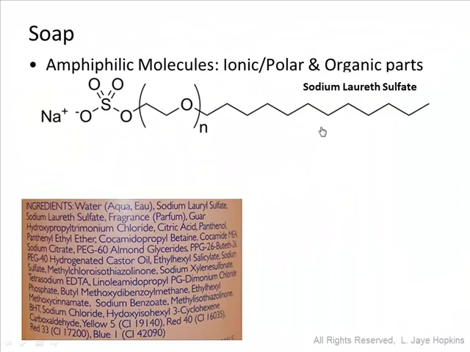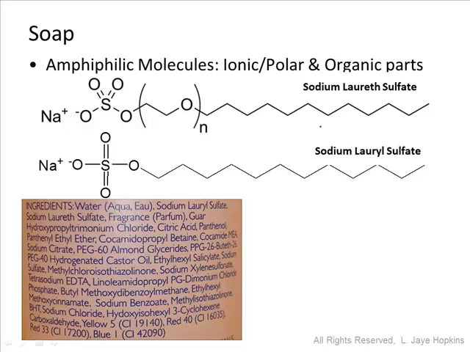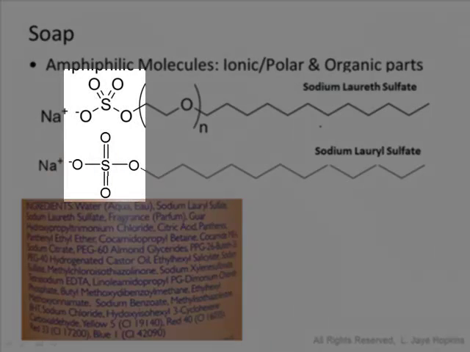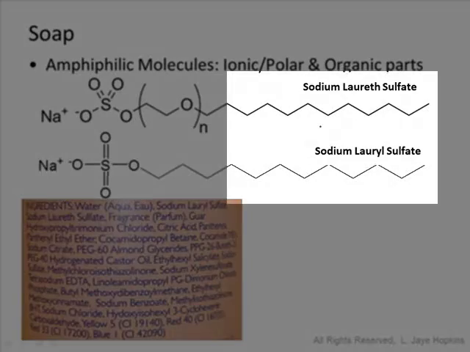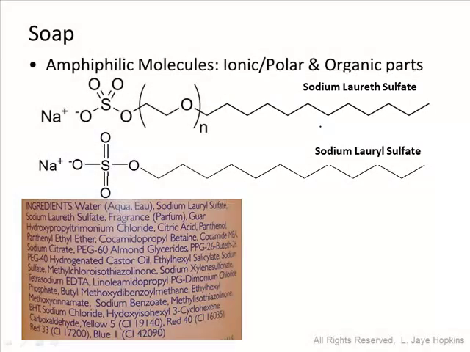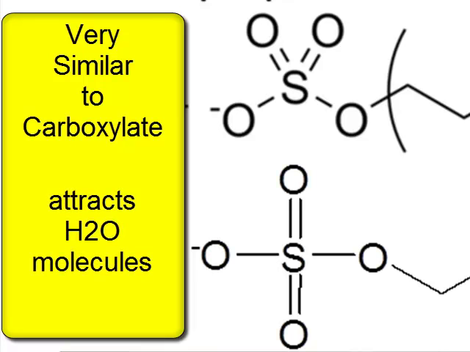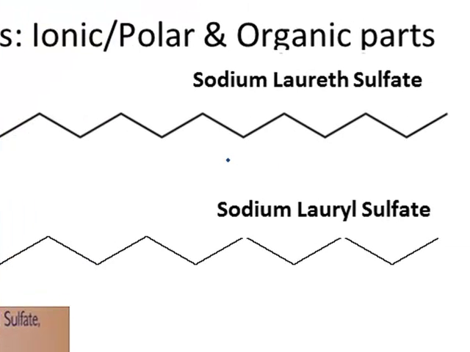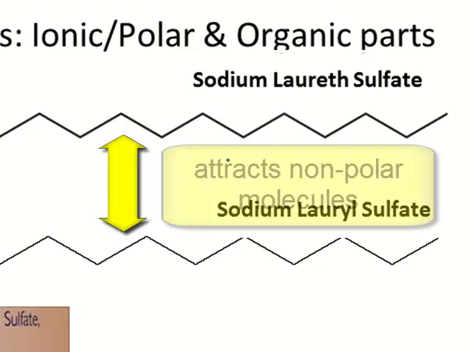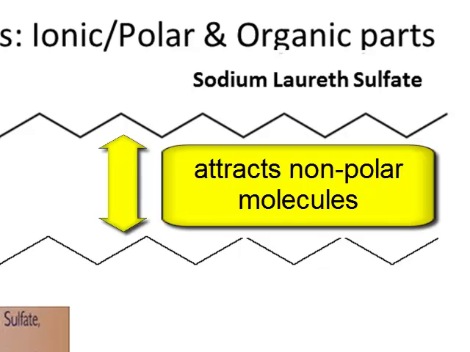Both consist of a sulfate group on one end and a long carbon chain. The sulfate group is very similar to the carboxylate group. It contains an O- and therefore it's ionic. We know ionic substances mix well with water. The other end of the molecule contains a long carbon chain, which is very nonpolar. Therefore, that part of the molecule will mix very well with things like oil, grease, grime, dirt, and other things you might want to remove.